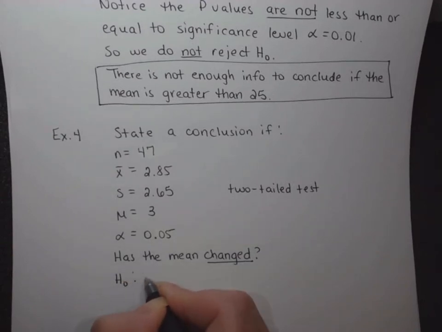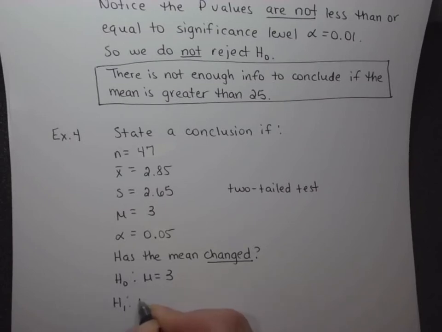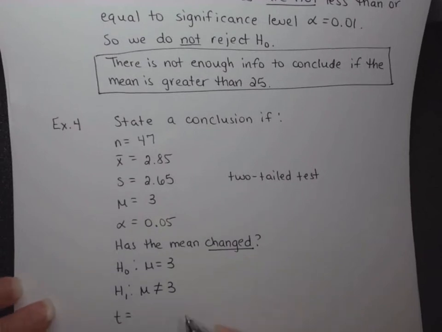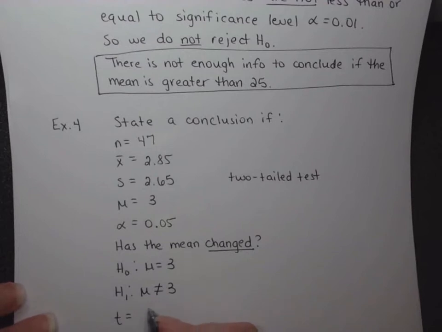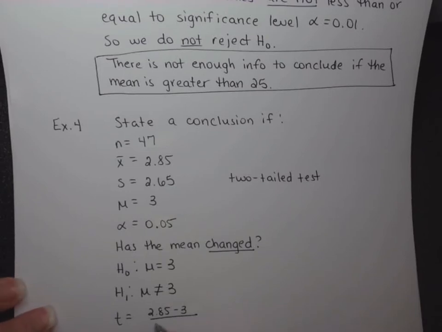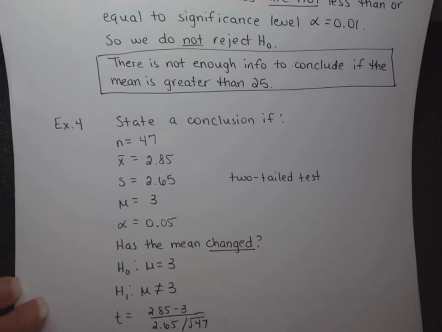So we can state that we thought the mean was 3, but now we think maybe it's something different. Okay, so the first thing we can do is figure out our test statistic. So remember, that is sample mean minus population mean, and then over standard deviation divided by the square root of n.